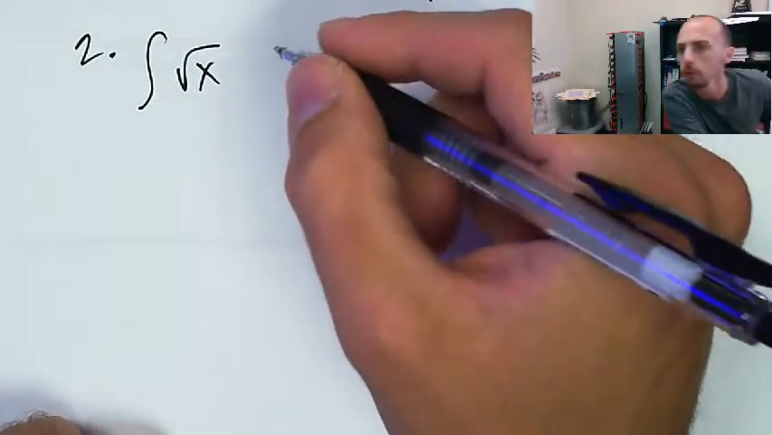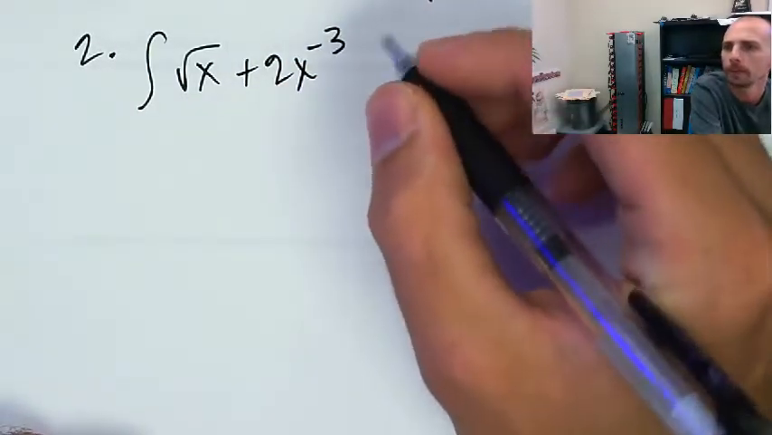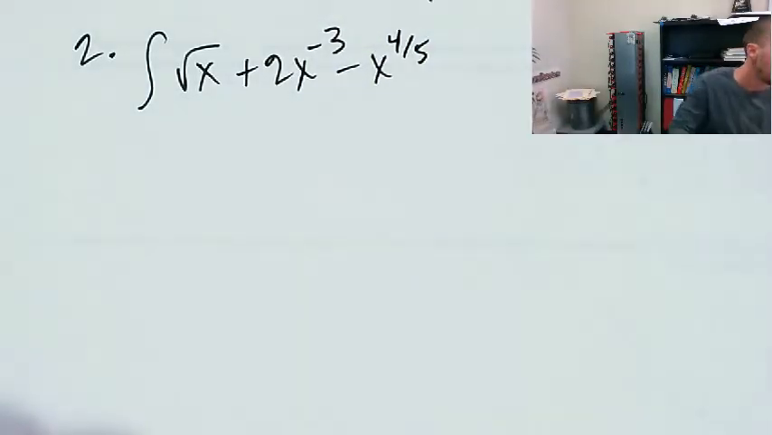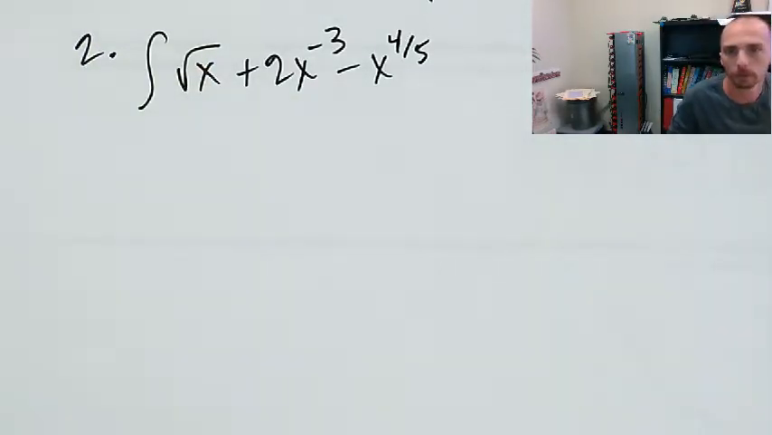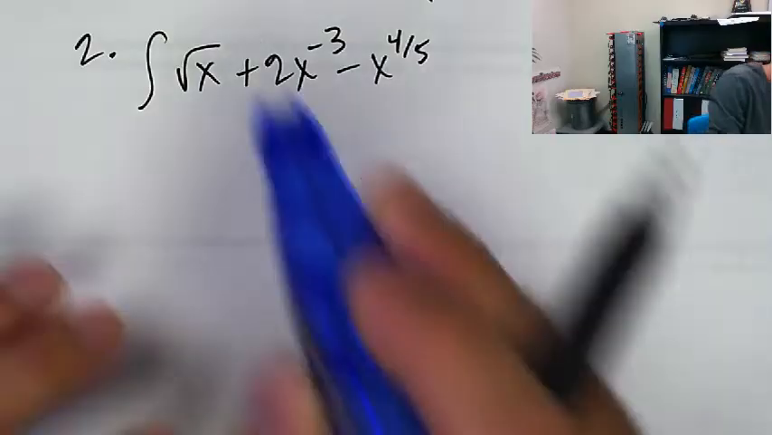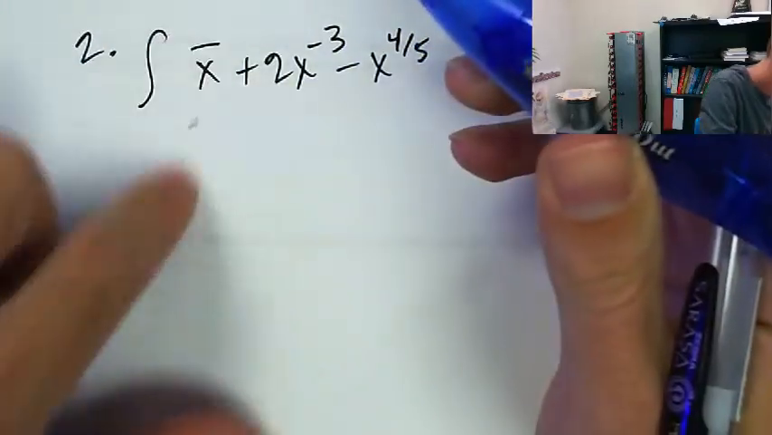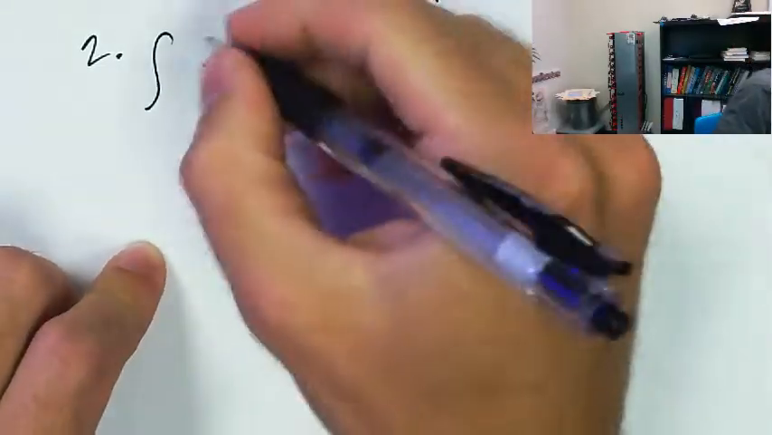All right. Number 2. Square root of x plus 2 over x to the 3 minus the 5th root of x to the 4. Okay, and what I'm going to also do, I'm going to rewrite this square root of x as x to the 1/2 power, just as soon as I can find my eraser. Okay, eraser wasn't working that well.